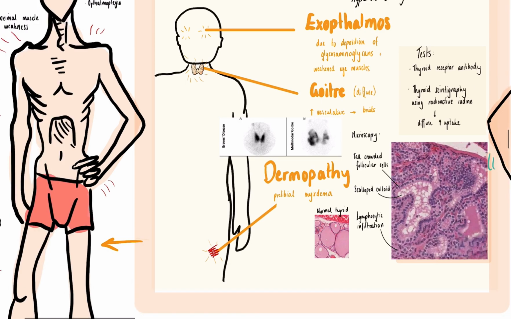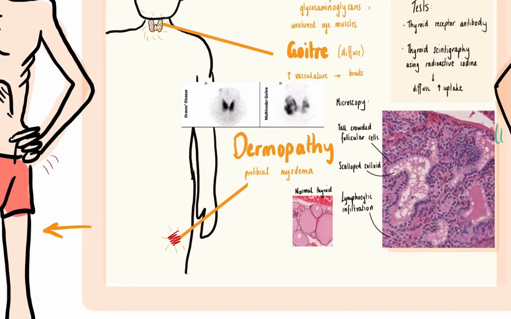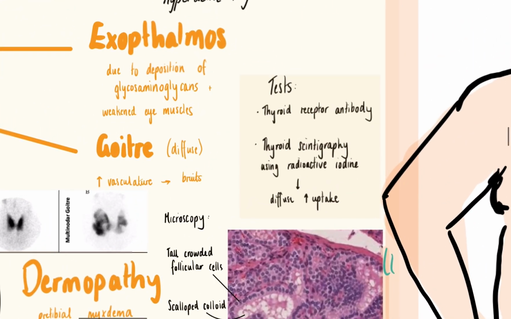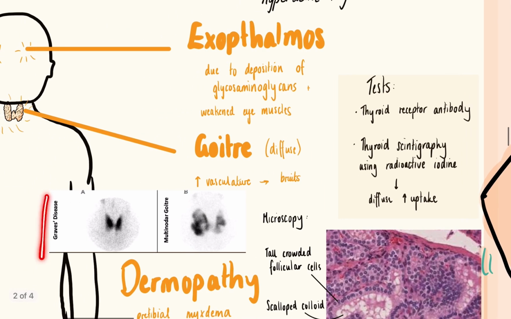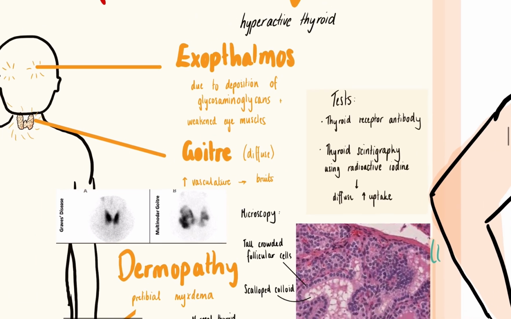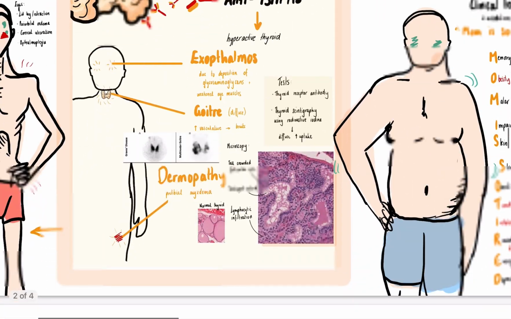And so the final thing that you get that's unique to Graves' is something called pretibial myxedema, or dermopathy, which is redness and swelling in the shins, basically. And to test for Graves' disease, you can look for your thyroid receptor antibody. You can perform a thyroid scintigraphy, and this is what I demonstrated here, where you have the radioactive iodine, and you would see a diffuse increase in uptake in Graves' disease.